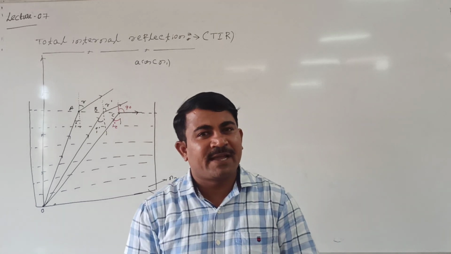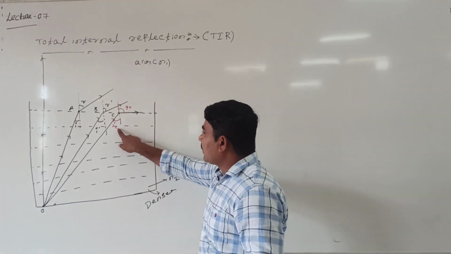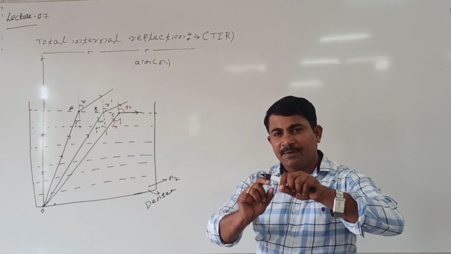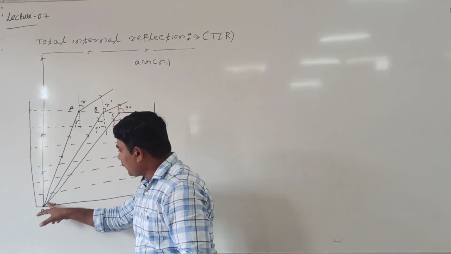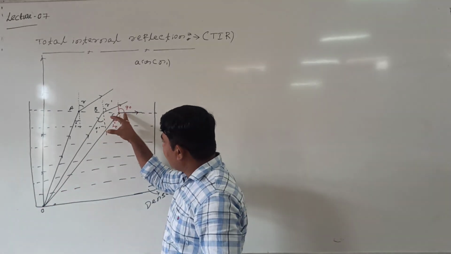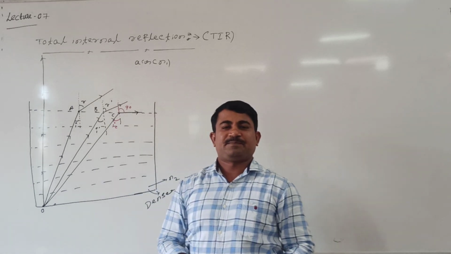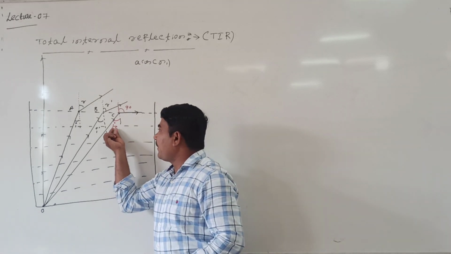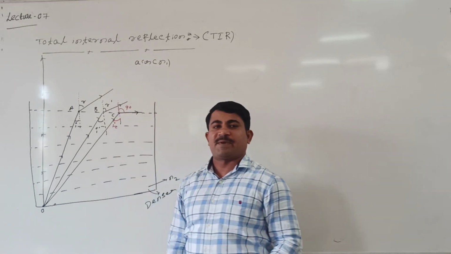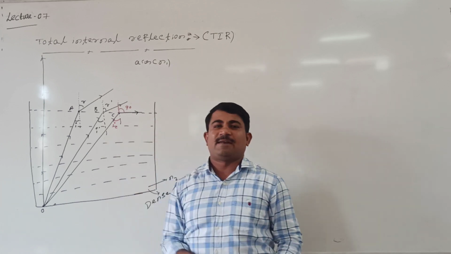I can define one angle. This angle I can call critical angle. Critical angle means when a ray of light travels from denser to rarer, the ray of light grazes along the surface. At a particular angle of incident, the ray of light grazes along the surface. This angle I can call critical angle.